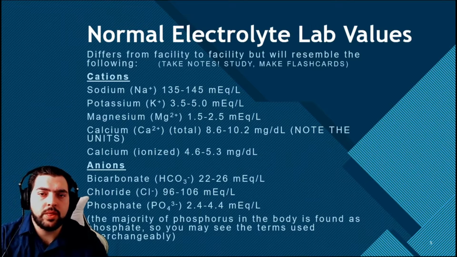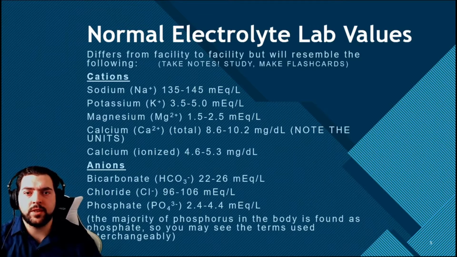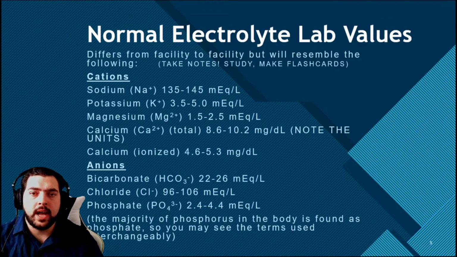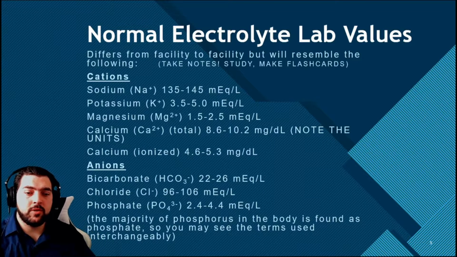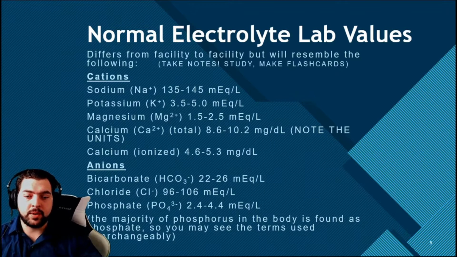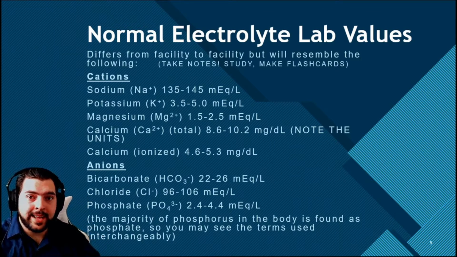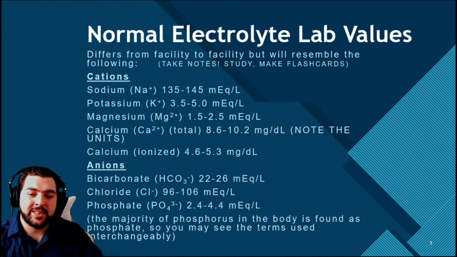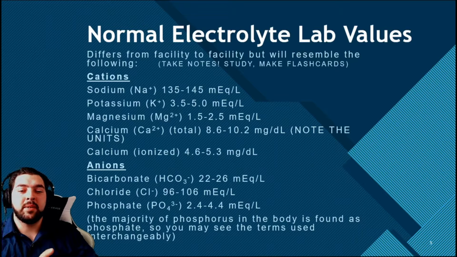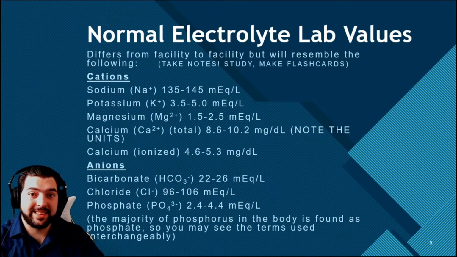Sodium generally is 135 to 145 milliequivalents per liter. Potassium is 3.5 to 5.0. I have heard some ranges say as high as 5.3, but I think it's better to be conservative with potassium. Magnesium is 1.5 to 2.5 milliequivalents per liter. Calcium is not in milliequivalents per liter. Keep that in your head. You don't want to write down their calcium level was 8.9 milliequivalents per liter. That's different than milligrams per deciliter.